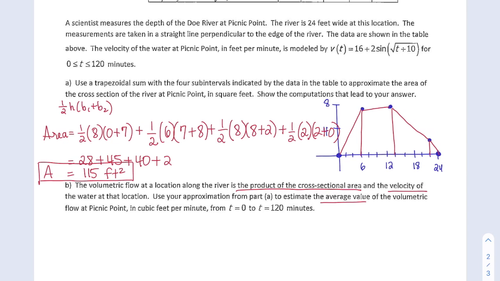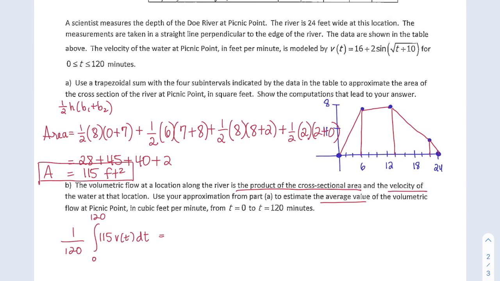So I underlined a couple things. Product of the cross-section area, which we found in A, and the velocity, which we were given, and average value. So I'm going to use my average value formula, 1 over 120, integral from 0 to 120. I'm going to use the product of Part A, 115, and the V of t that we were given in the question.